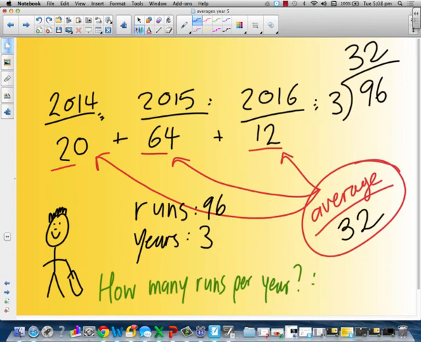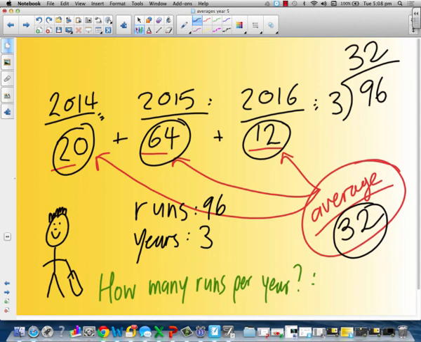You can see how it's much simpler for me to say that on average, Fred gets 32 runs, instead of saying Fred got 20 in 2014 and 64 runs in 2015 and 12 runs in 2016. I hope that's cleared up a little what averages are for. Okay, guys, you might want to watch the more explicit videos now.